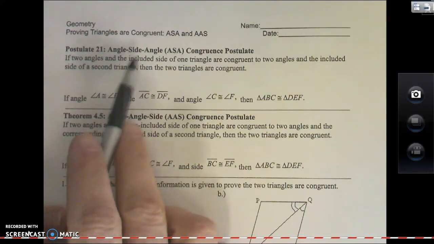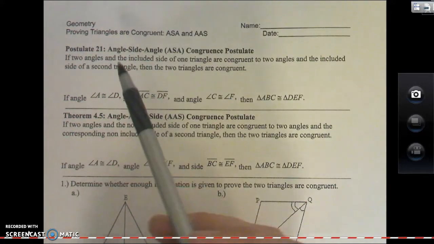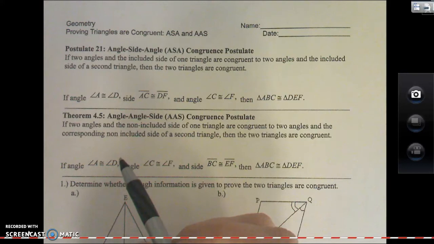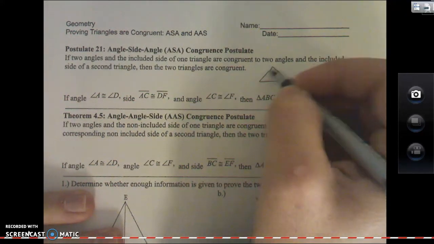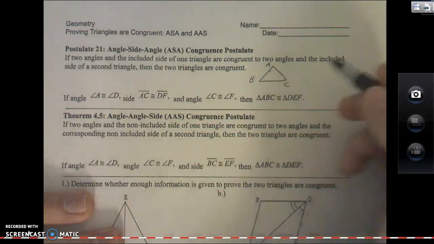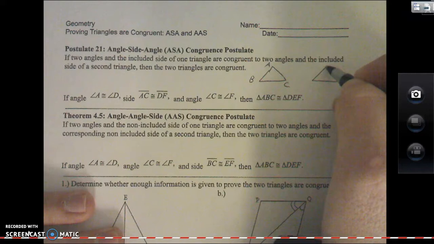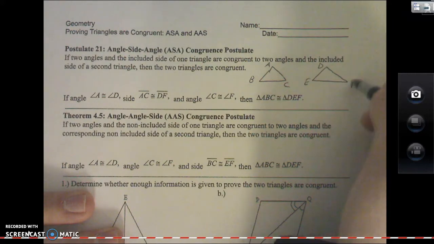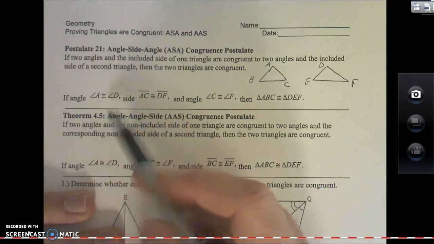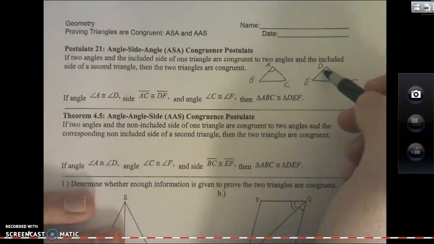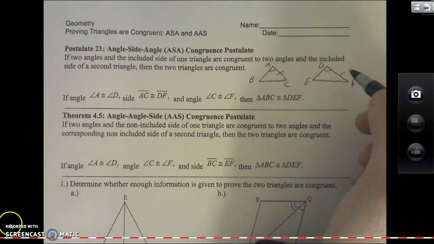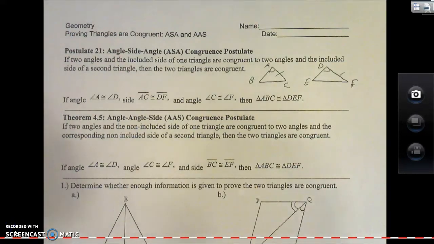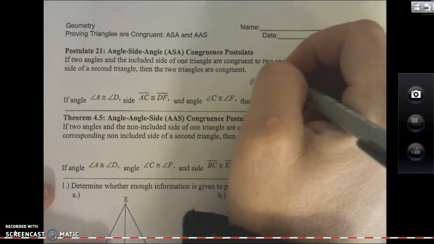Okay, so they shouldn't be overwhelmingly surprising, but let's see how we do with them. Our first is angle side angle, the ASA congruence postulate. If two angles and the included side of one triangle are congruent to two angles and the included side of a second triangle, then the two triangles are congruent. So my first triangle is ABC, and my second triangle is DEF. So if angle A is congruent to angle D, use a little arc here, and side AC is congruent to DF, and then angle C is congruent to angle F. So two arcs here.